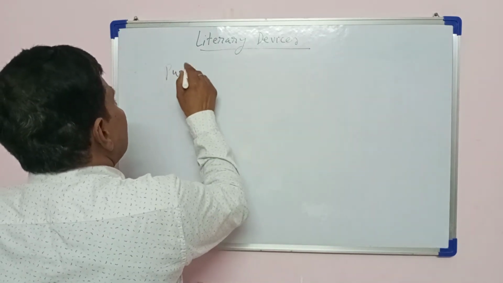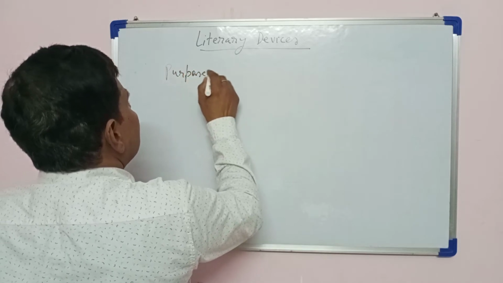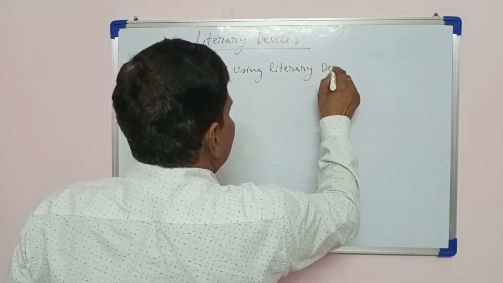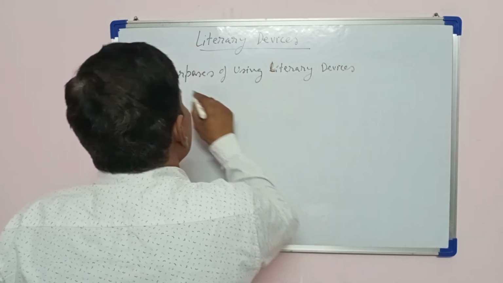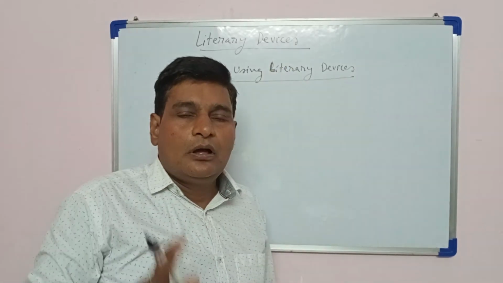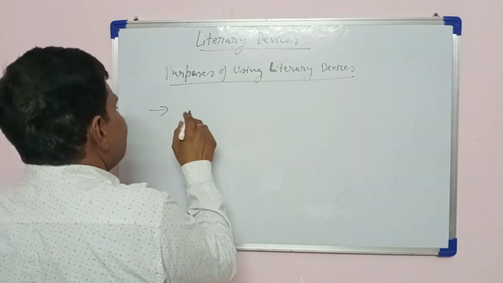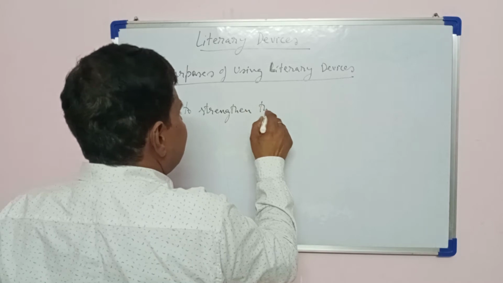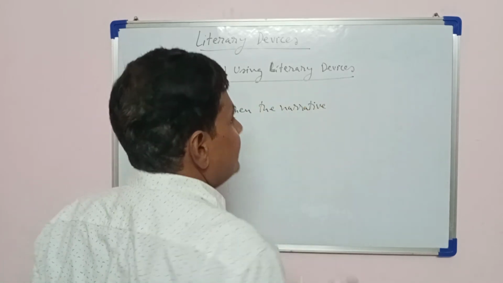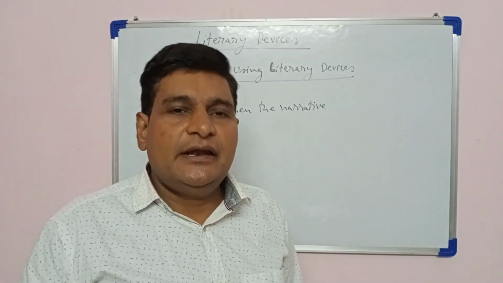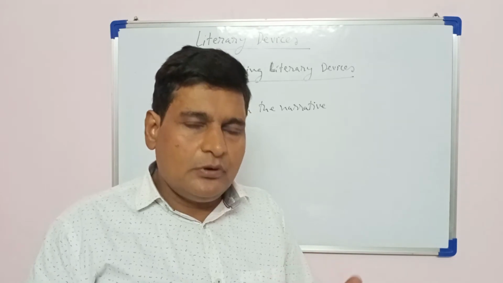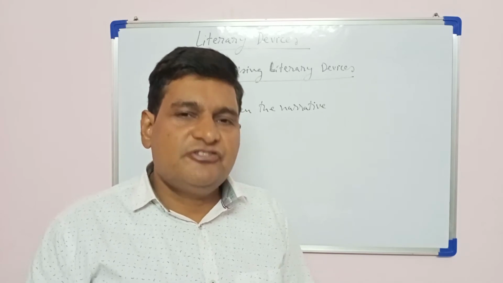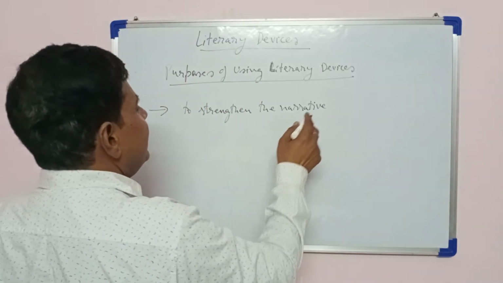Purposes of using literary devices. What are the purposes of using literary devices? Number one, to strengthen the narrative. If literary devices are used in a novel, then the narrative would become more forceful, more effective, more impressive, and it will create interest also in the readers. So it strengthens the narrative.